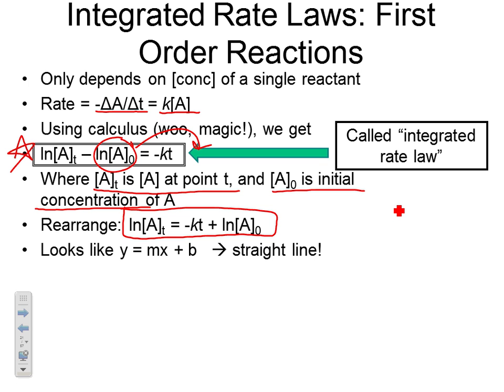This is y equals mx plus b, right? This whole thing is y, k is m, t is x, and natural log of A at time 0 is b.